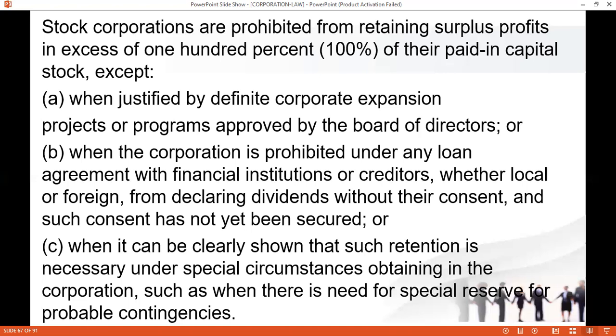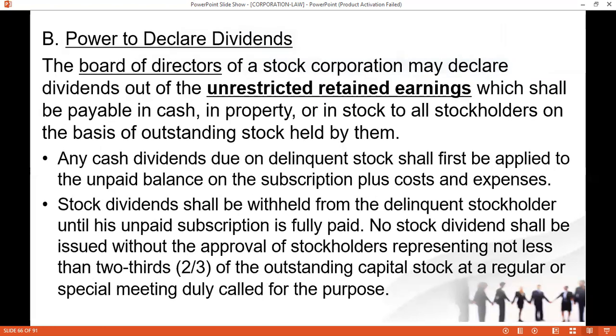Ano ba ibig sabihin kung specific power siya? Kailangan siya ng two-third vote. Kailangan ito ng two-third vote ng stockholders, no? Hindi lang yung board of directors. Kaya specific power siya. General power, yung na-mention natin kanina.